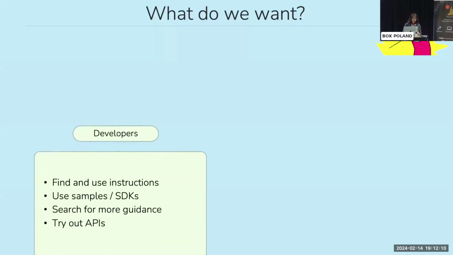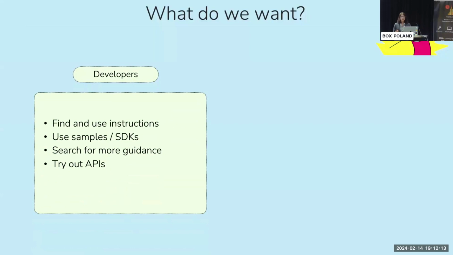So the developers, that's the first group that uses our documentation, right? So you as a developer, you have your developer account, your app, and you want to integrate it with Box, and you want to use the API. So you go to our documentation, it's there. You want to find and use specific instructions in order to use the API with your app. You want to use the sample, maybe search for some more guidance, so the related links, related docs, tutorials, and so on. And try out the APIs as well, if possible, right? So that's what the developers are interested in.